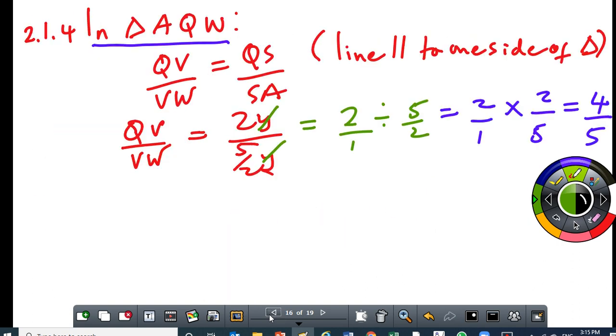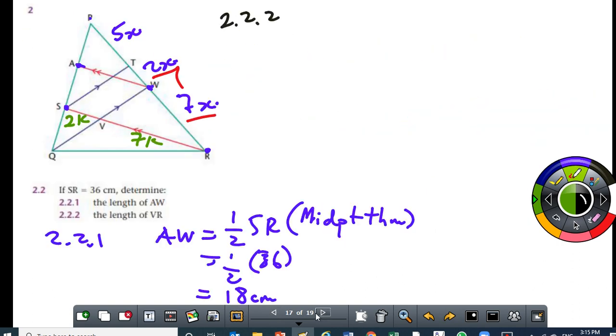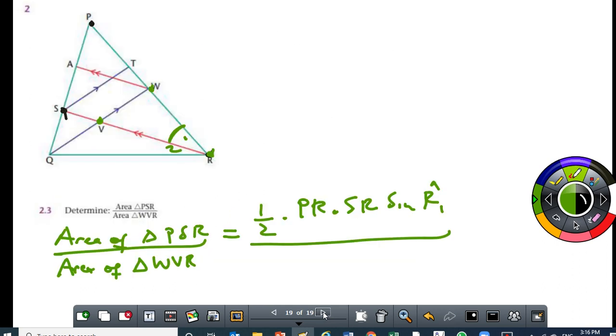Remember, these questions are connected based on this. Do you see that PR is in terms of x, and SR is in terms of k? That's very important. I'm going to write the length of PR later. Let me write the formula first. This will be a half times WR times VR, sine of R1.